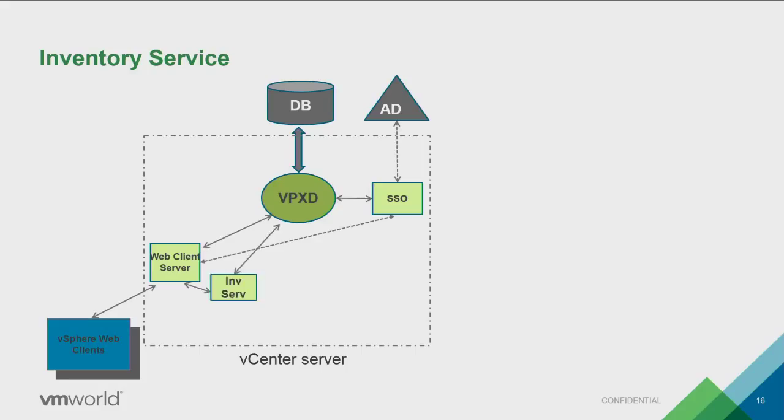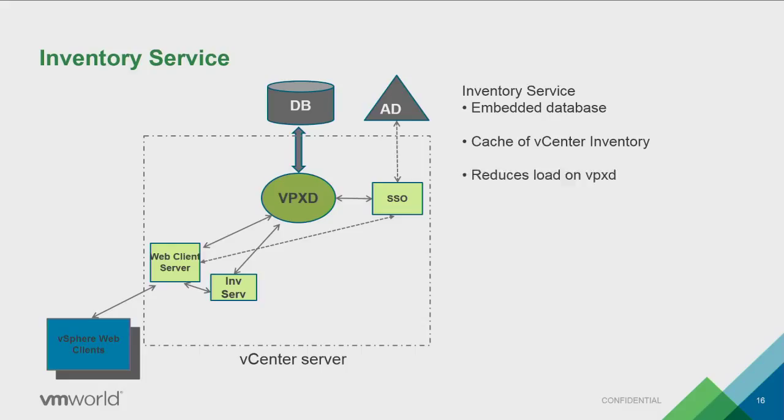The inventory service is another web service that sits within our vCenter server, and it's primarily responsible for caching inventory information. Basically, it's an embedded database. That embedded database allows vSphere web client queries to go from the web client server to the inventory service, so it satisfies those requests and they don't have to go to VPXD. It's kind of offloading inventory queries and other sorts of queries.